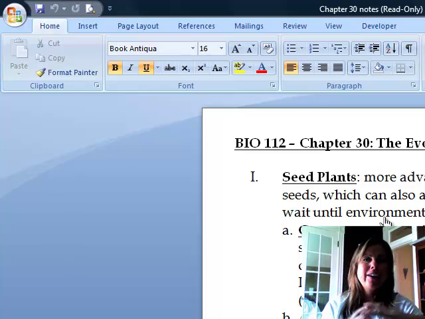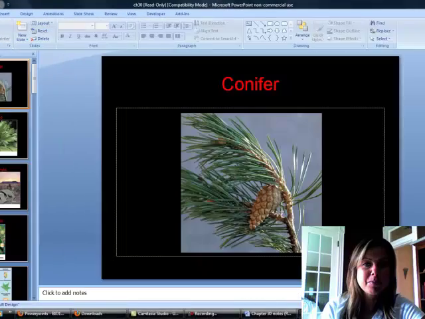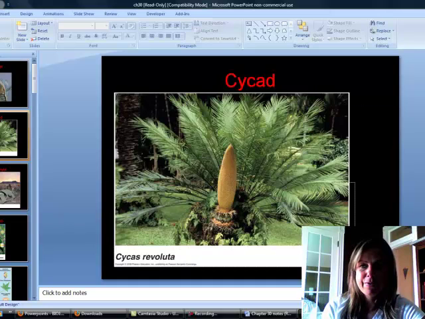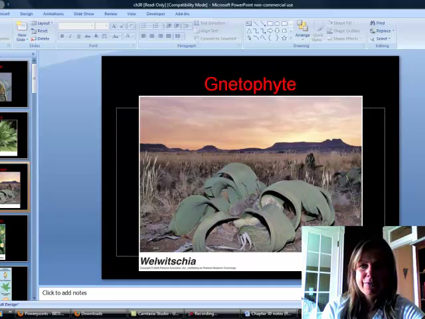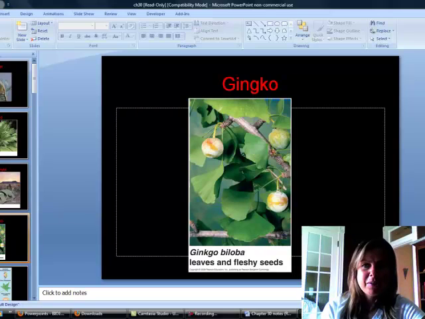Whereas spores, it's kind of like, well, here we go, hope we can start growing because we don't have any sort of protection. So we've got gymnosperms and angiosperms. Gymnosperms are going to be ones that make the cones, and I've got examples here. So you've got your conifers, you've got cycads, gnetophytes, which are these weird ones that grow in very arid environments, and then you've got your ginkgo.